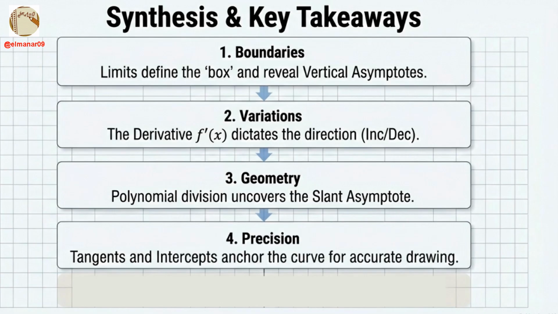And finally, point number 4, precision. You want your work to look professional, right? You want it to be sharp. Tangents and intercepts are your anchors. They pin that curve down exactly where it needs to be. Without them, you're just guessing. With them, you're an artist. They ensure your drawing is accurate and reflects the true soul of the function.